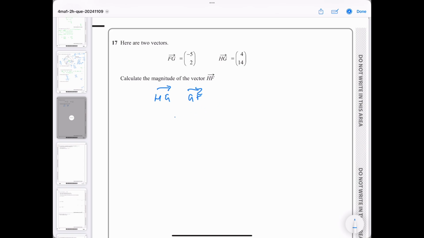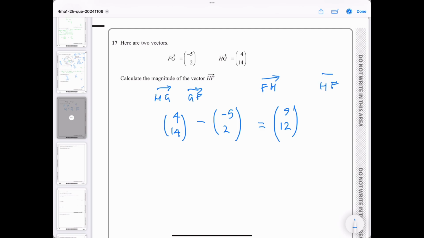So we could go 4 over 14, minus 5 over 2, which goes to 9 over 12. That gives us how you go from F to H. And if you're going to go from H to F, you're going to go minus 9, minus 12.